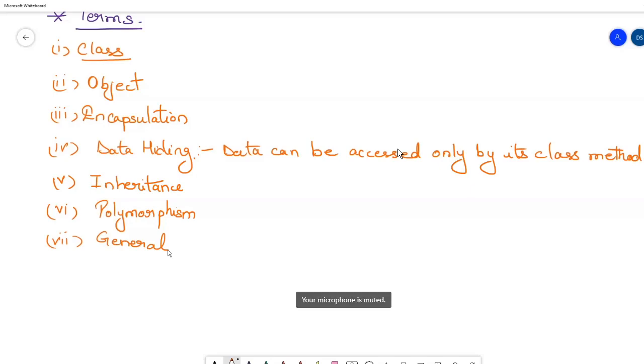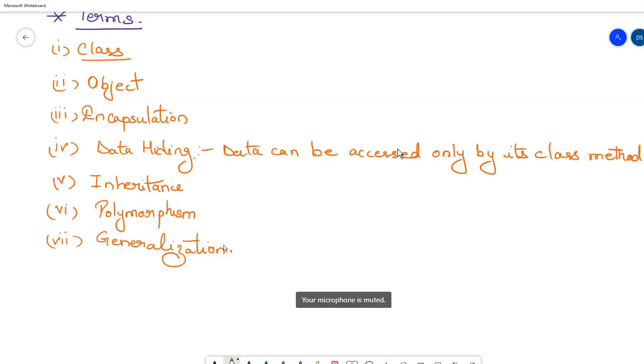Now, in generalization, what is done is that we combine. We identify the common characteristics of classes and we combine them to form a class in a higher level of hierarchy. So generalization mainly deals with identifying the characteristics of the classes and then they are combined to form a class, and subclasses are combined to form a generalized superclass.